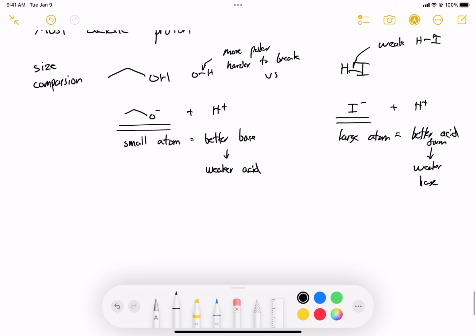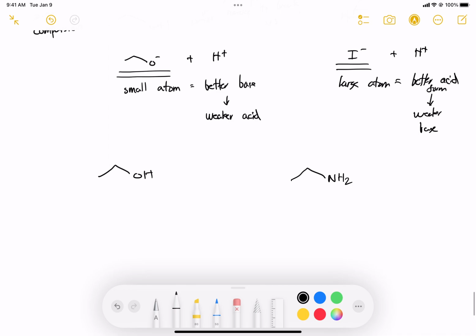Now let's talk about a few more. Now let's take the same alcohol and compare it to NH2. Okay, so we draw their conjugate bases now.